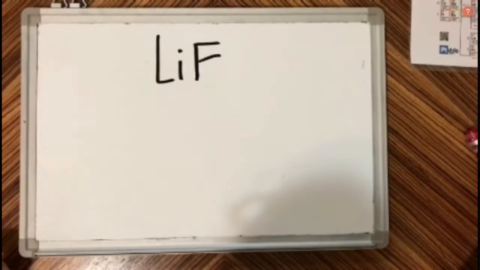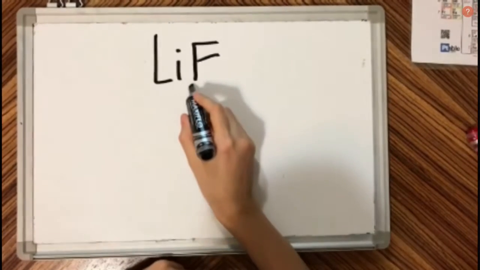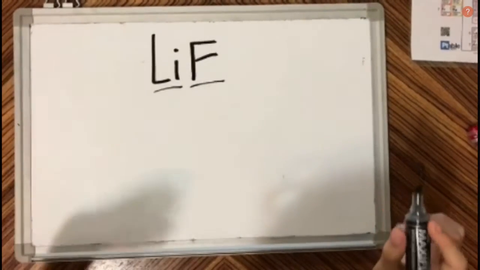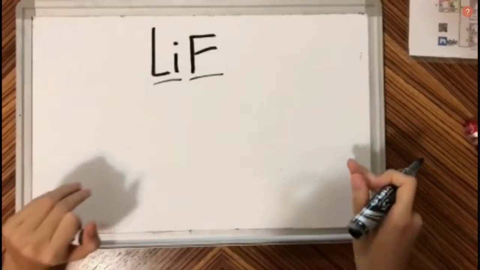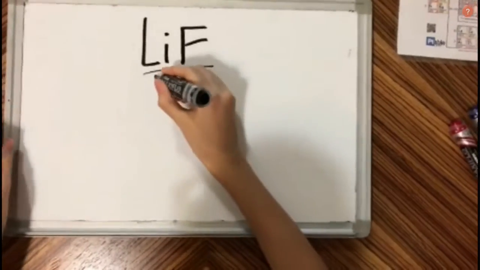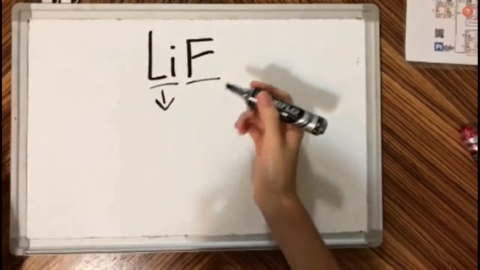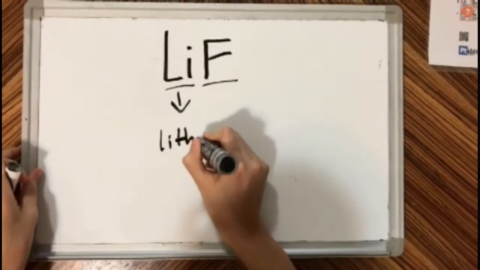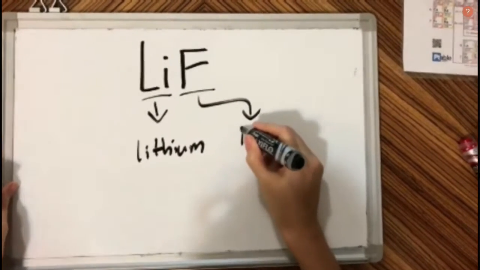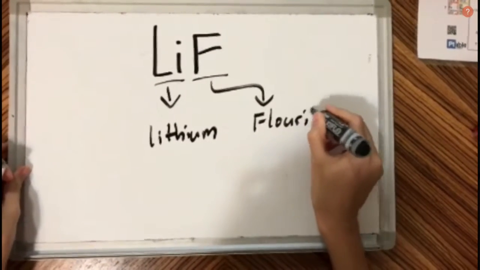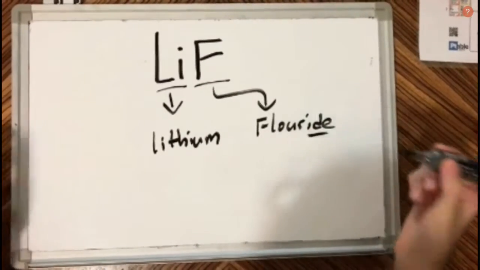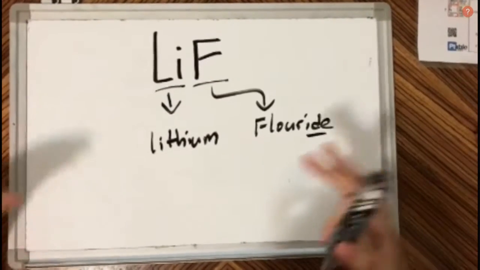Okay, now let's name ionic compounds. From this formula, you can see that lithium is a metal and fluoride is a non-metal, and that's what an ionic compound is, a metal and a non-metal. At the beginning we write, simple like a covalent, the name of the metal, which is lithium, and then you write the name of the non-metal, which is fluoride. The same as a binary covalent compound, we change the ending to -ide, adding -ide to the root word.